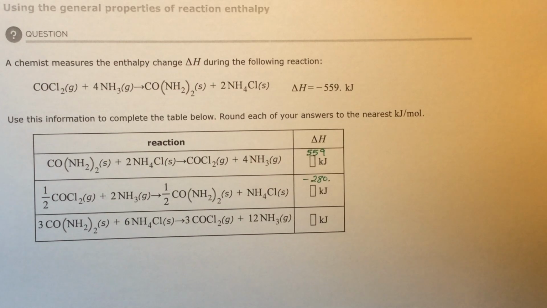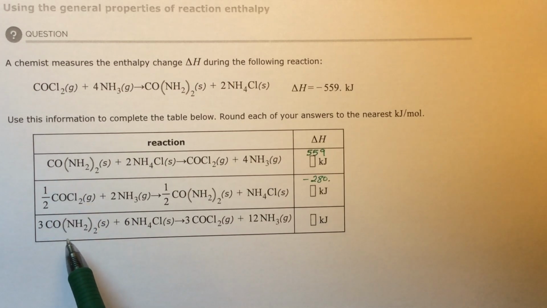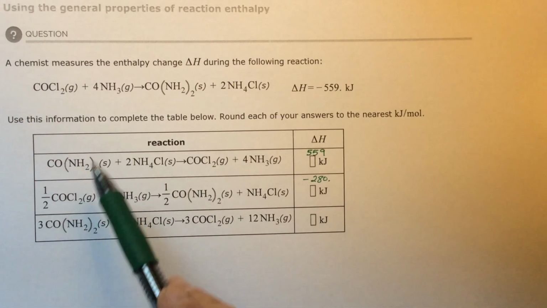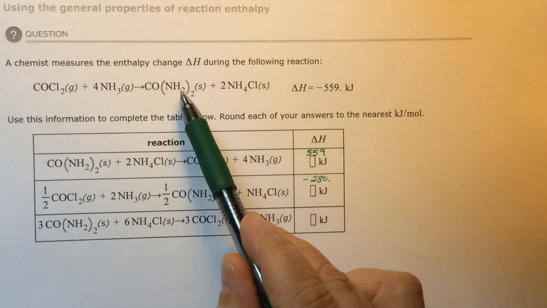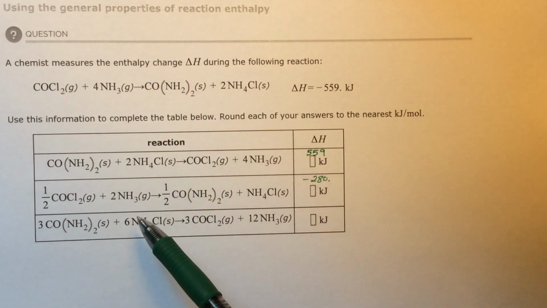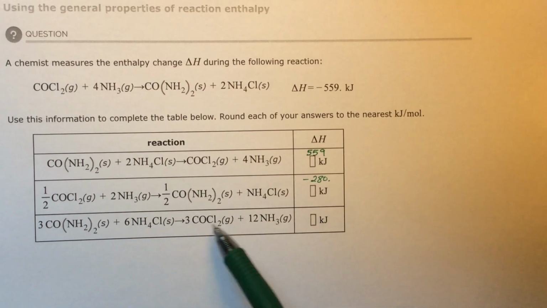Okay. Now what's going on in the third one? All right, it's reversed again. It's just like the first one, it's reversed, so it's going to be positive. What's happening to the numbers? This is 1, this is 3, this is 2, this is 6. So everything's being multiplied by 3.